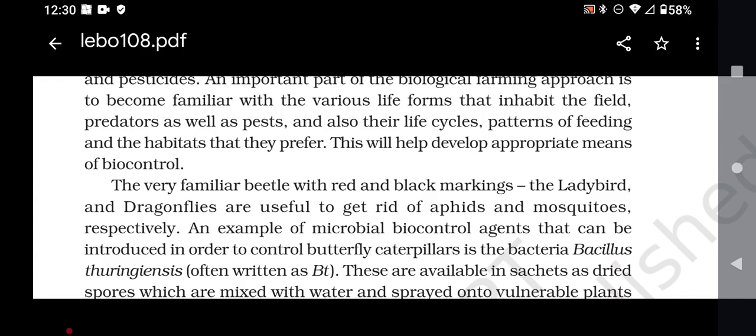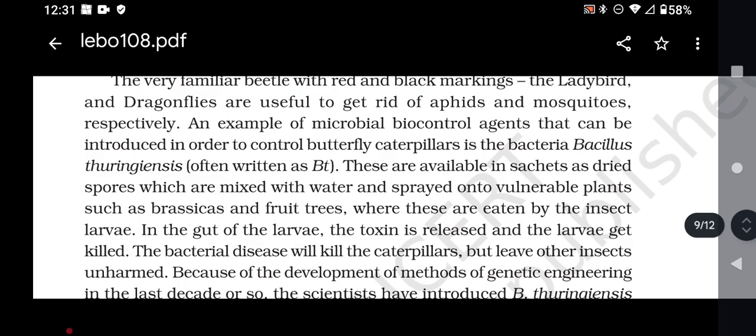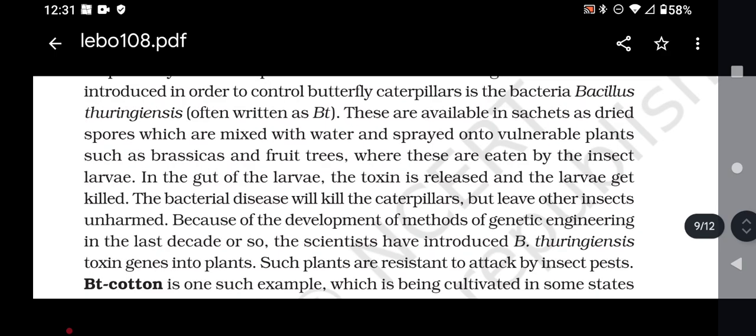and mosquitoes respectively. An example of microbial biocontrol agents that can be introduced in order to control butterfly caterpillars is the bacteria Bacillus thuringiensis, often written as BT. These are available in sachets as dried spores which are mixed with water and sprayed onto vulnerable plants such as brassicas and fruit trees. Where these are eaten by the insect's larva, in the gut of the larva, the toxin is released and the larva get killed. The bacterial disease will kill the caterpillars but leave other insects unharmed.